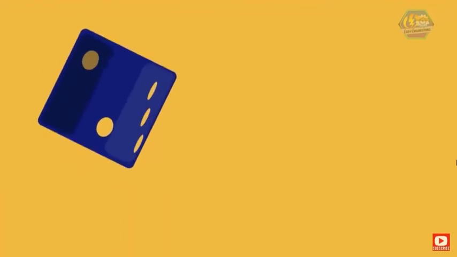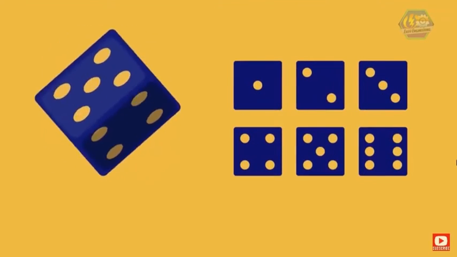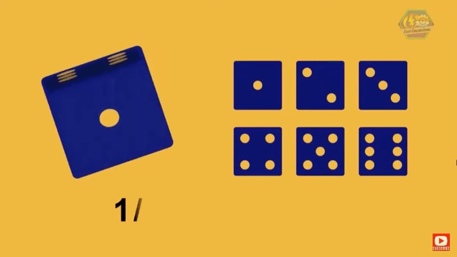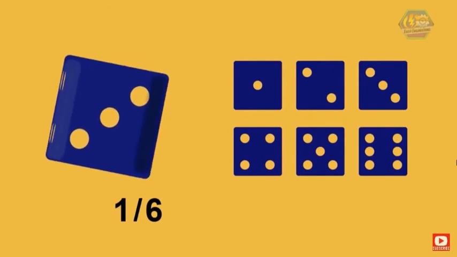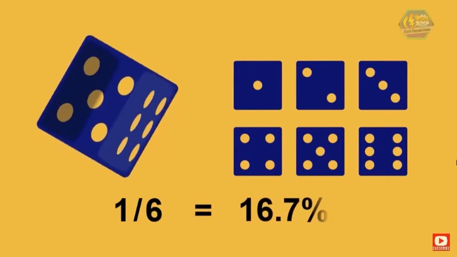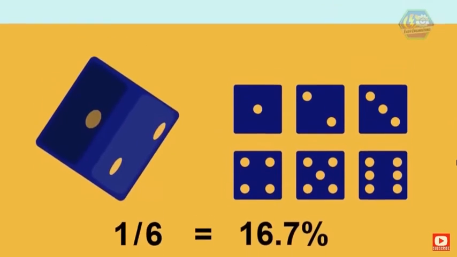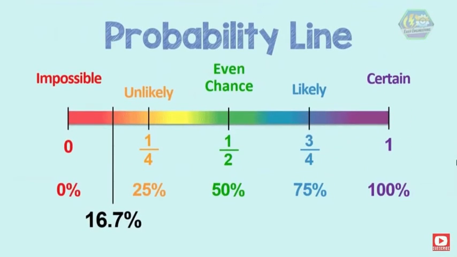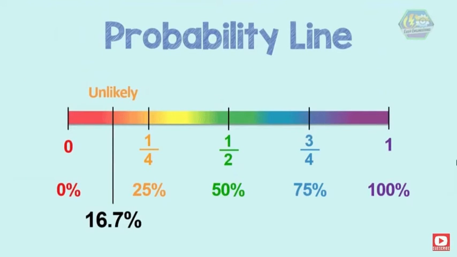In the case of rolling a die, there are 6 possibilities. So 1 divided by 6 is 1 over 6, which is equivalent to 16.7%. So this means that it is unlikely to get a certain number, but it is just as likely as rolling any other number.